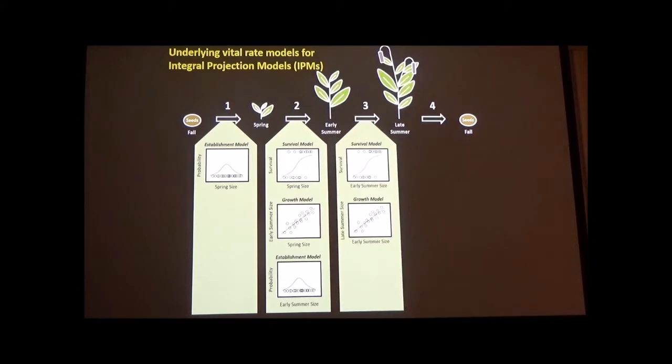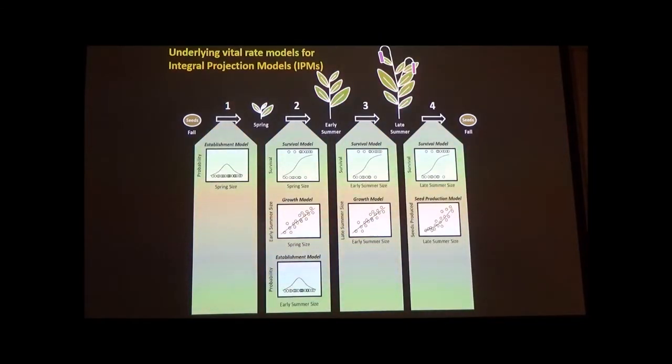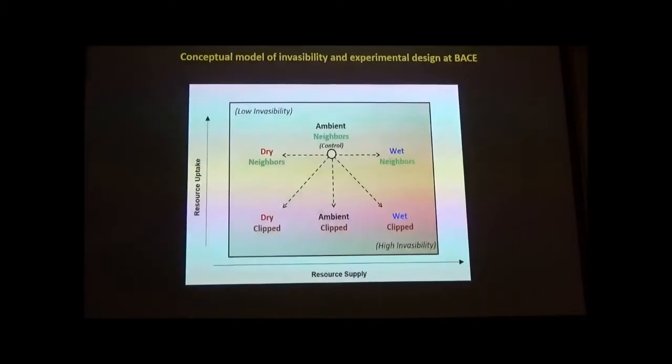Late in this season, in the midsummer, we've got a survival model as well and a growth model. And then late in the season, we have final survival and seed production model. So all of these go together into a population model to try and understand the overall population dynamics.